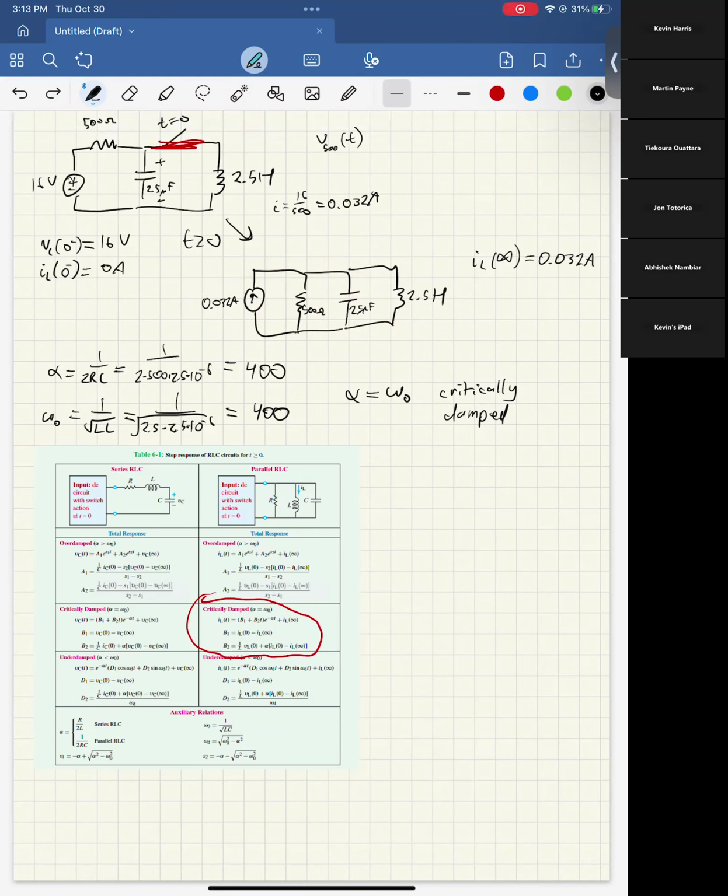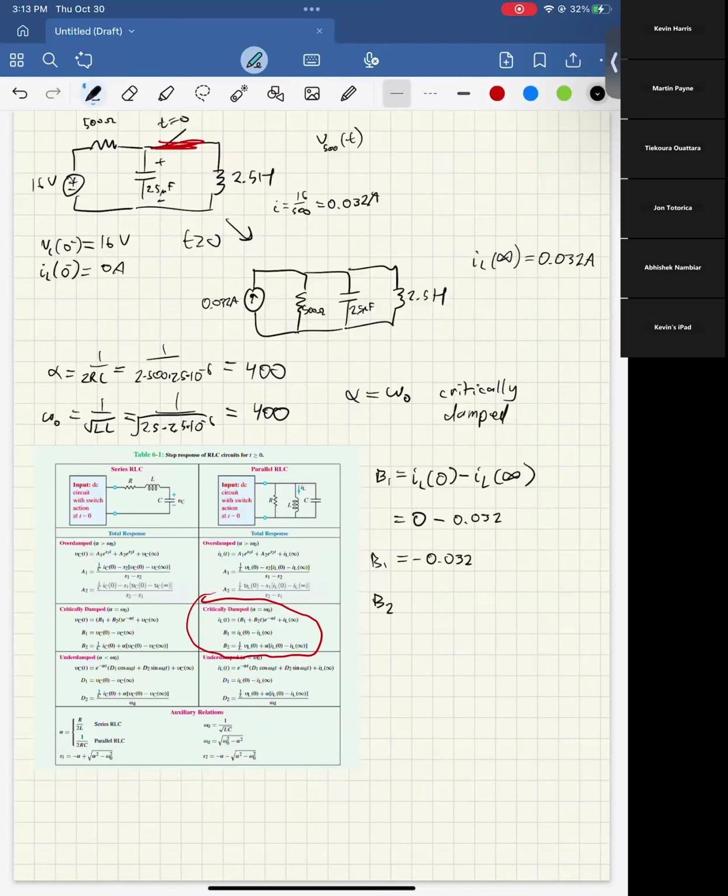Now, let's see. Okay. Yeah, so if we want to find our parameters here, we see B1 equals IL of 0 minus IL of infinity. Since the current through an inductor cannot change instantaneously, because that is the whole point of the inductor, we know that IL of 0 is the same as IL of 0 minus. So this is going to be 0 minus that 0.032 that we just found. So we know that B1 is equal to negative 0.032.